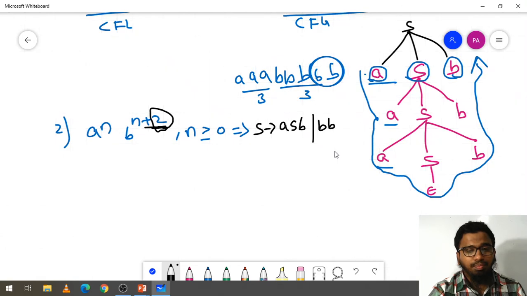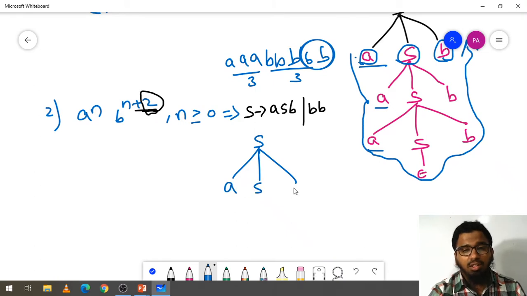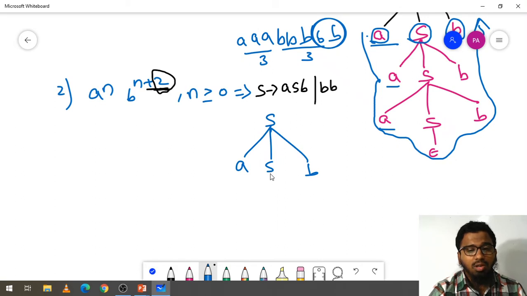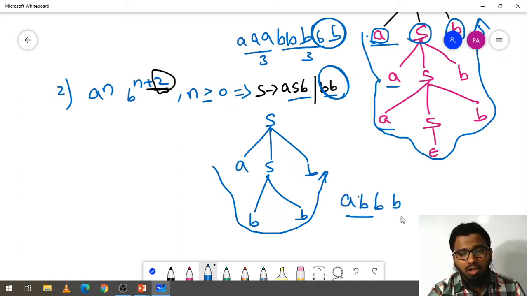So let's check how we can say this is a correct grammar. Take S, which is divided into 3: A S B. Again this S can be divided, taking this one or this one. I am going to take this one. So here 2 B, B, B. Now check from here. What is the answer? A, B, B, B.